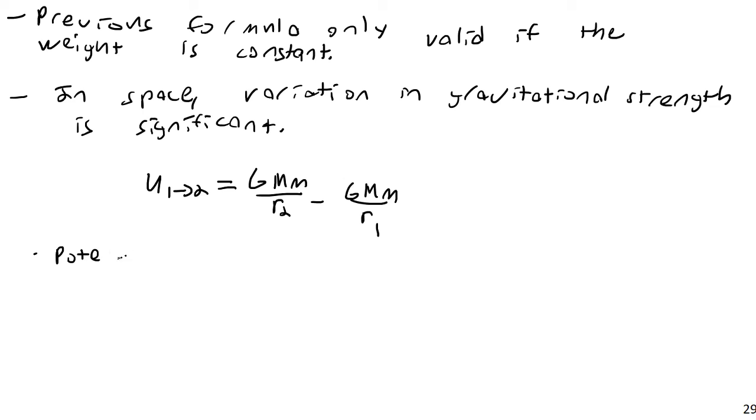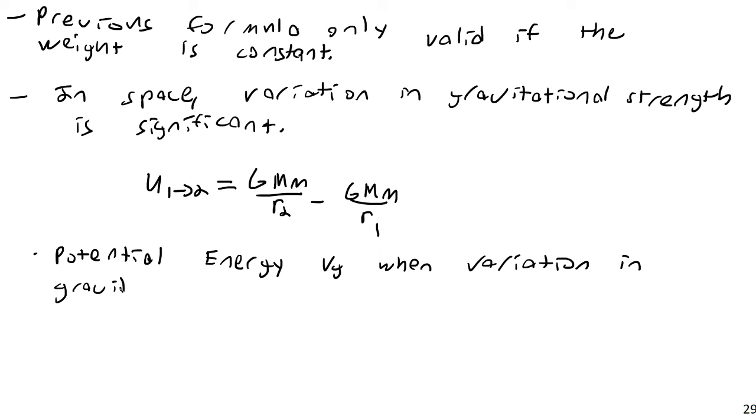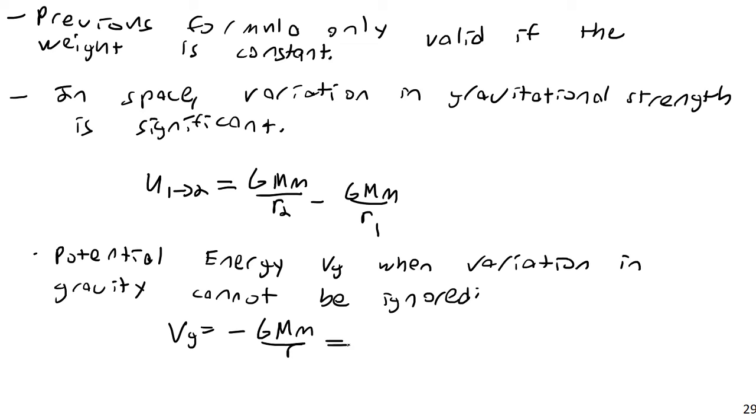So the potential energy Vg, when variation of gravity cannot be ignored, so not near the Earth's surface, would be Vg equals negative G M m over r, or negative W r squared over r.